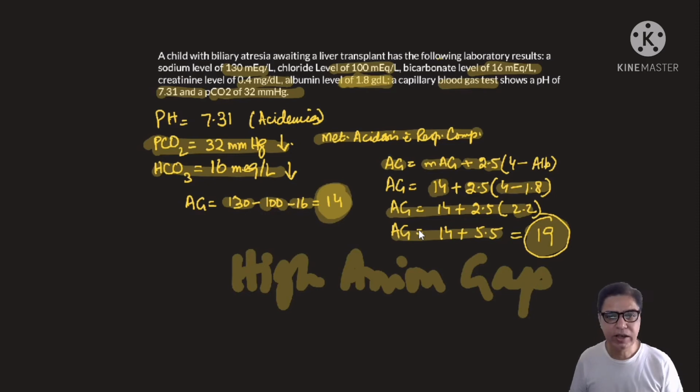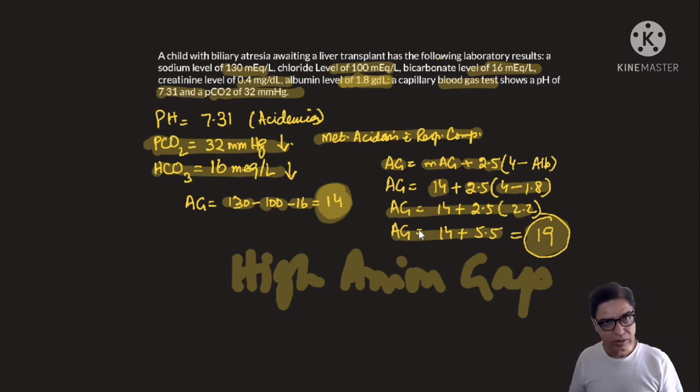It doesn't look like high anion gap in the very beginning, obviously, because if we just put the values in the simple equation, it looks like a normal anion gap. But I told you, if the serum albumin levels have been given, or even if you haven't been given them you can get the serum albumin levels, you have to correct your anion gap for any low serum albumin, and we have done it in this case, and we see that it is a high anion gap metabolic acidosis.